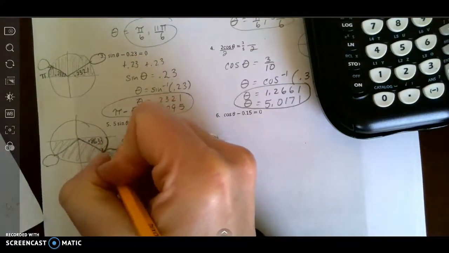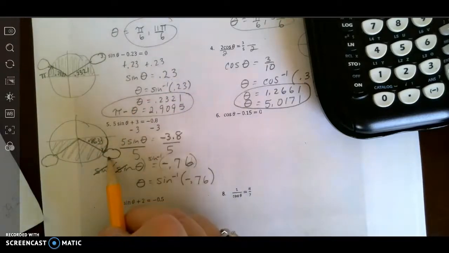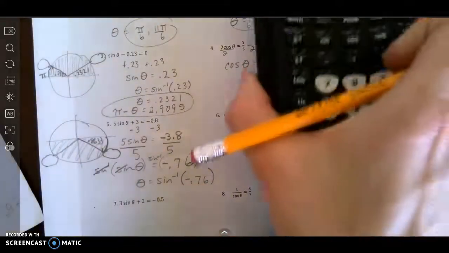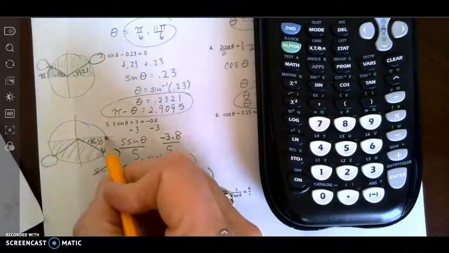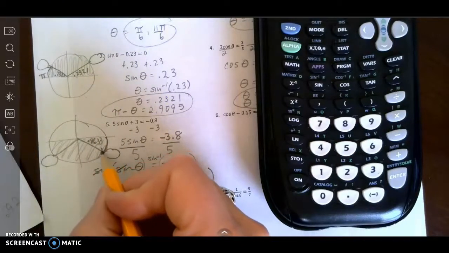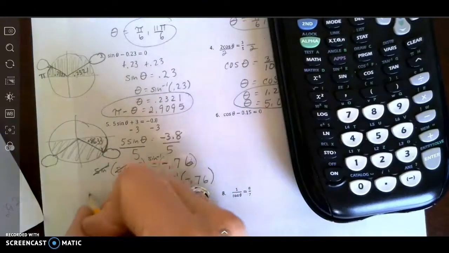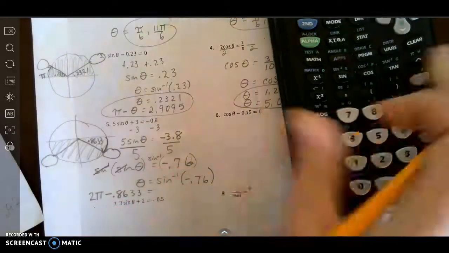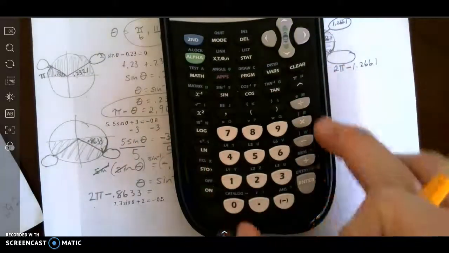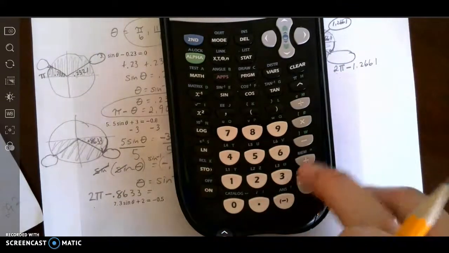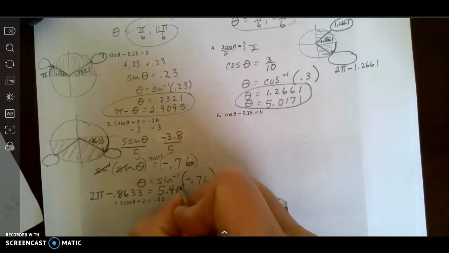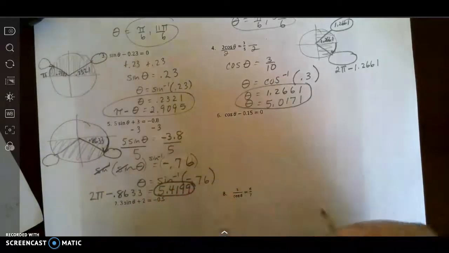And it's negative. But I don't want to put that as the answer there, because all my answers have to be between 0 and 2 pi. So what I'm going to do is this is 2 pi minus 0.8633. So 2 pi minus 0.8633 is one of my answers. 2 pi minus 0.8633, and I get 5.4199. That is one of my answers.